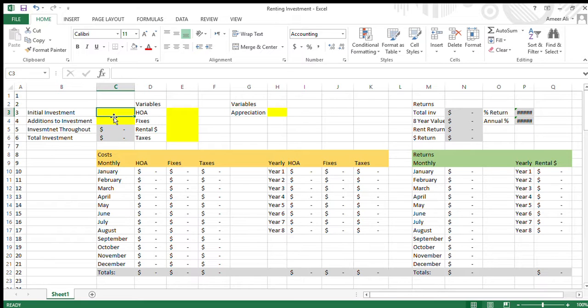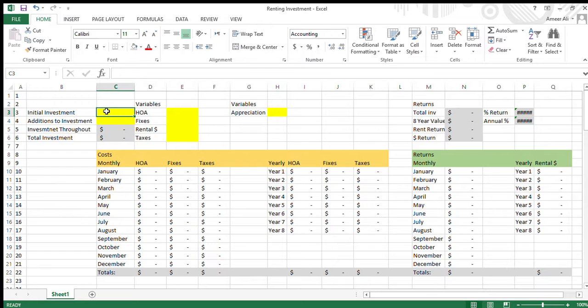Essentially, I'm going to give you numbers that sort of make it generic just to make life easy. We're taking a look at costs in the orange. Anything yellow means it's variables that you can enter. Anything gray is output that you really shouldn't touch. And then returns are in the green.